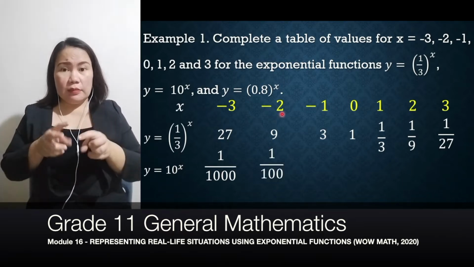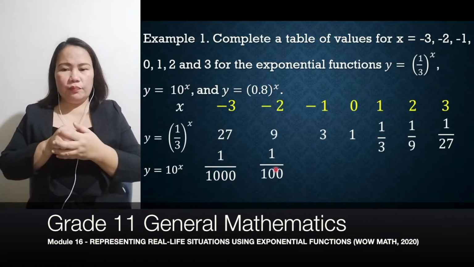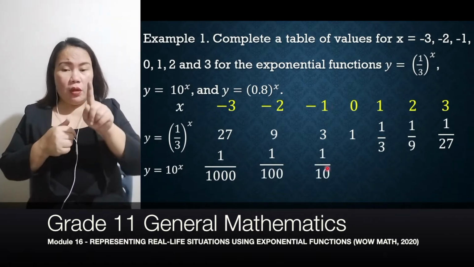Same process sa negative 2. That will become 1 over 100. Kay negative 1, that is 1 over 10.